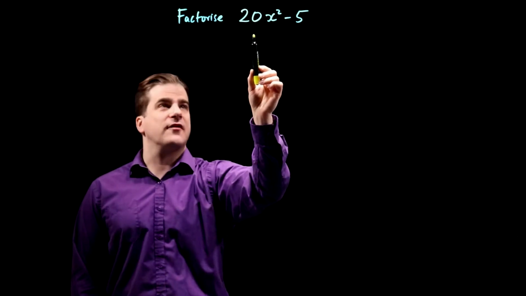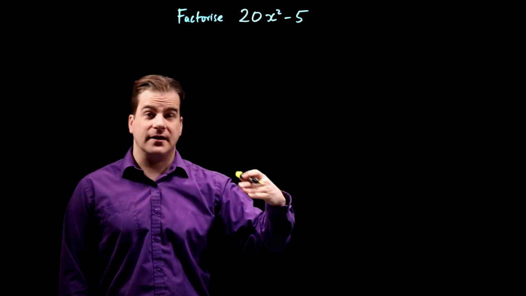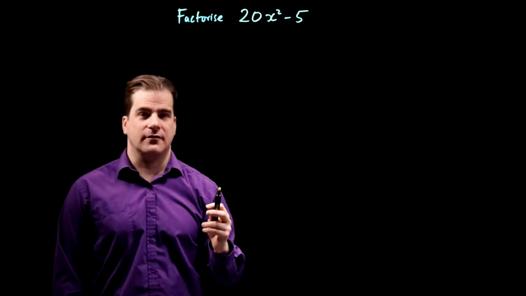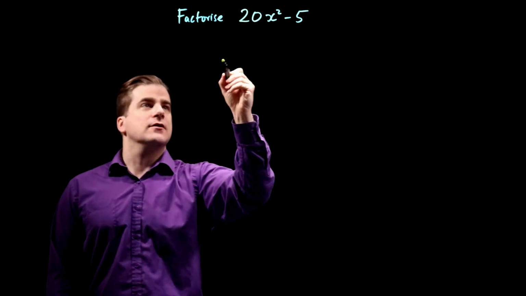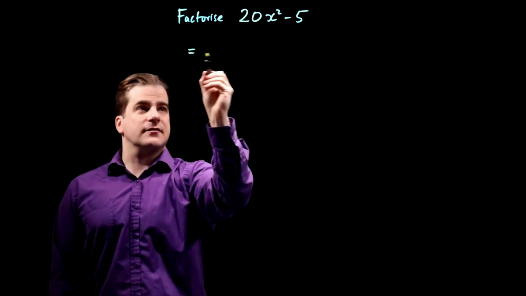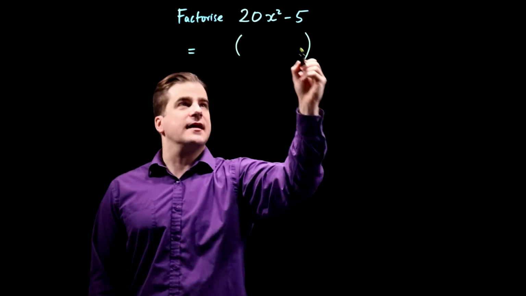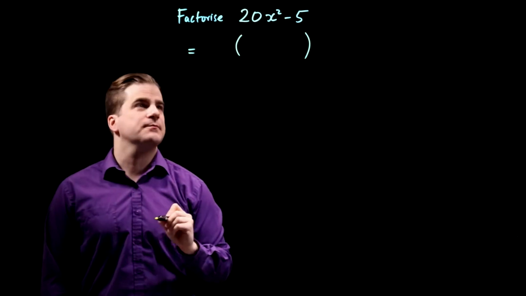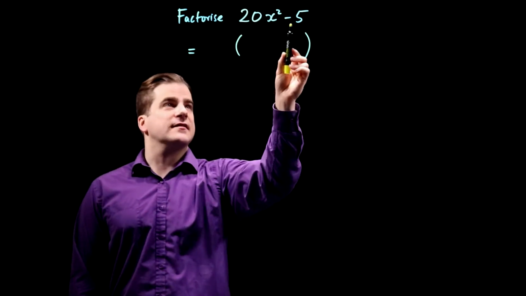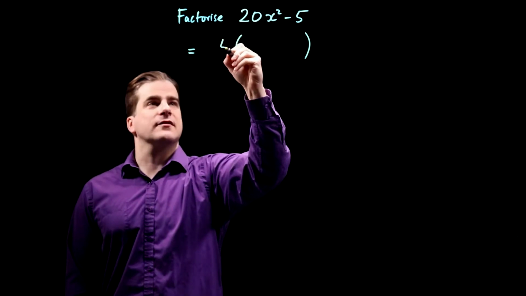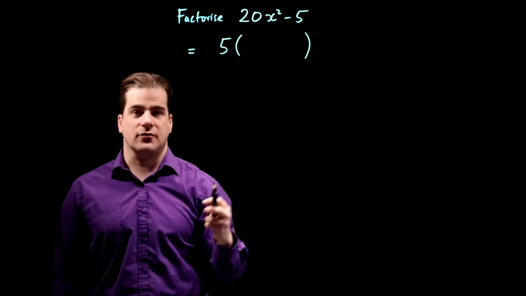Can you think of a common factor of 20 and 5? In other words, a number that divides into both 20 and 5. Yes, it's 5. So what you do, you write equals, leave yourself a space, draw some brackets the same width as the original expression, and pull out the factor. And we've agreed that the factor is 5. So write a 5 there, because 5 goes into 5 once and 5 goes into 20 four times.